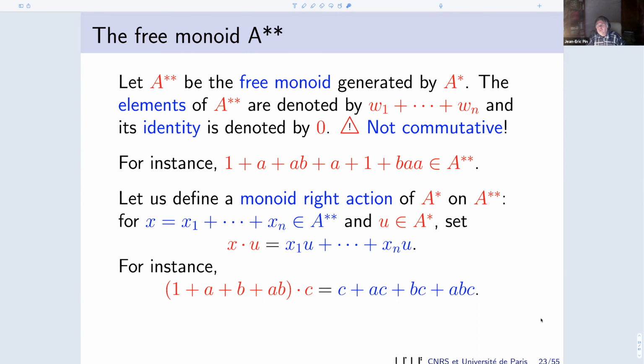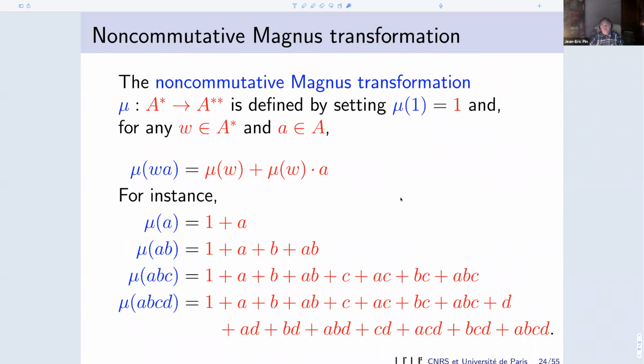So what was the reason to introduce all of this? It is to introduce the so-called non-commutative Magnus transformation. It's similar to the Magnus transformation you may know, which normally maps A to 1 plus A. But now we are in a non-commutative setting. So mu of 1 is 1. It goes from A star to A star star, and the induction is given in this way. Mu of WA, where A is a letter and W is a word, is just mu of A plus mu of W dot A. So let's look at what it looks like.